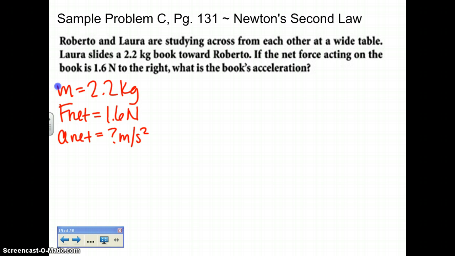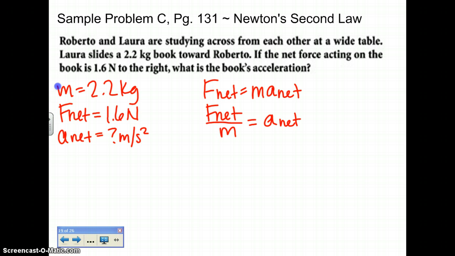What's the original equation that you want to use, guys? The original equation should be F net equals m a net. We want to rearrange this so it says a net equals, therefore you want to divide by m on both sides to get a net all by itself. Units look great, so we don't need to convert anything. Get your calculators out, please. 1.6 divided by 2.2. Please put that in your calculator. Let's jot down that calculated answer.